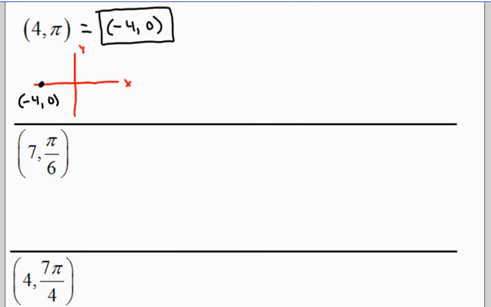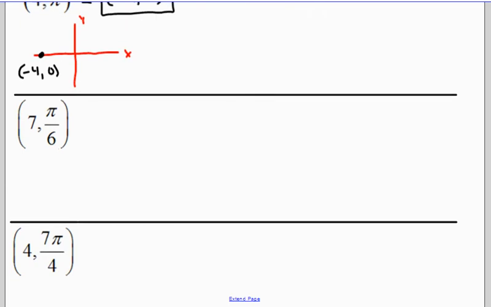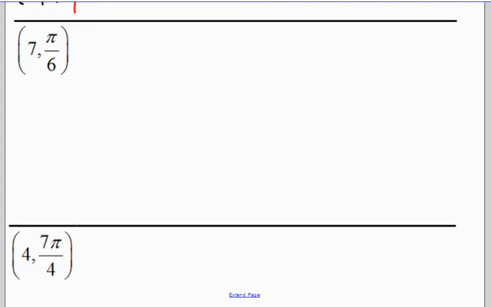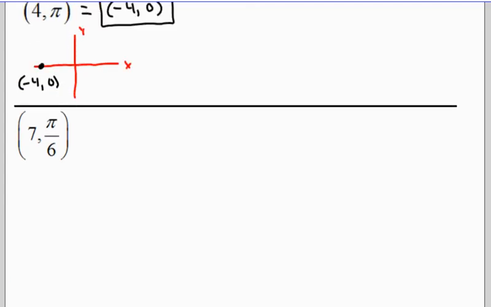This next one might be a little different though. Let's say 7 and then pi over 6. What I'm going to do first is sketch it in the polar plane. So I'm going to go pi over 6 radians, which would be about there. And I'm going to go out this direction 7. So it's estimated to be about right there. There's my point 7 and pi over 6.